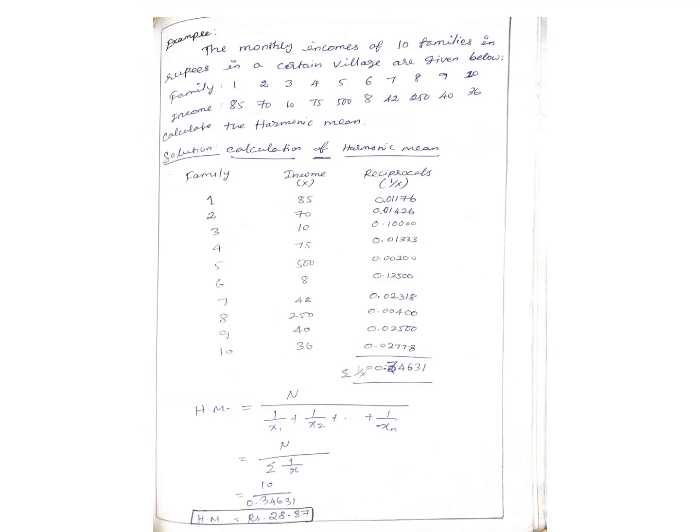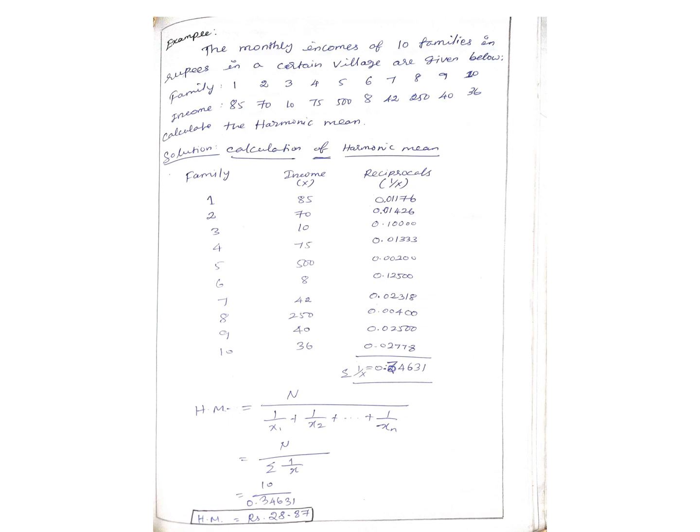The example problem of harmonic mean: the monthly incomes of 10 families in rupees in a certain village are given below. That is, the incomes are 85, 75, 10, 75, 500, 8, 42, 250, 40, and 36. Now we have to calculate the harmonic mean. First of all, we consider income as the variable x, and we calculate the reciprocals of each variable.